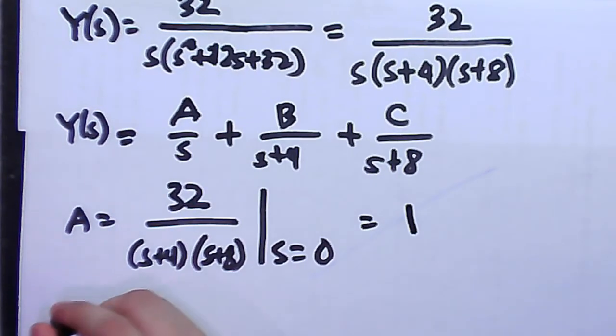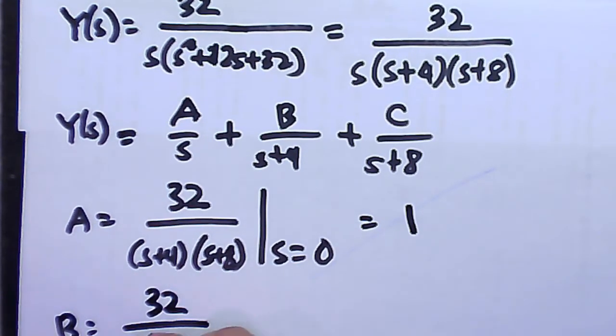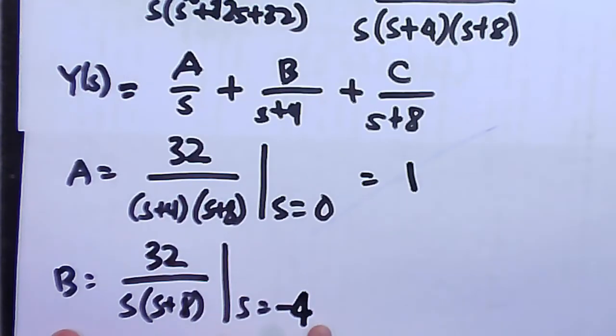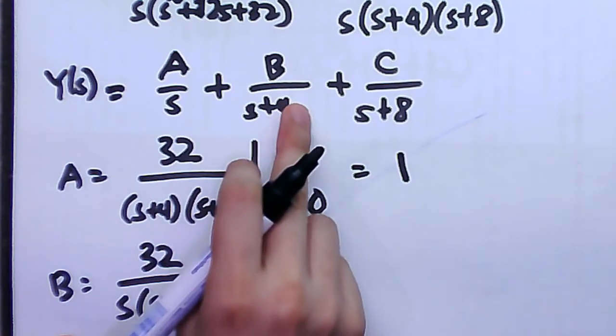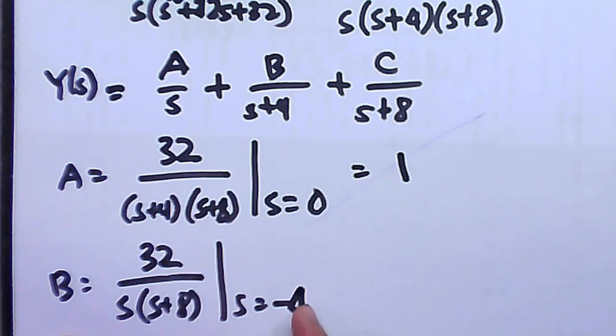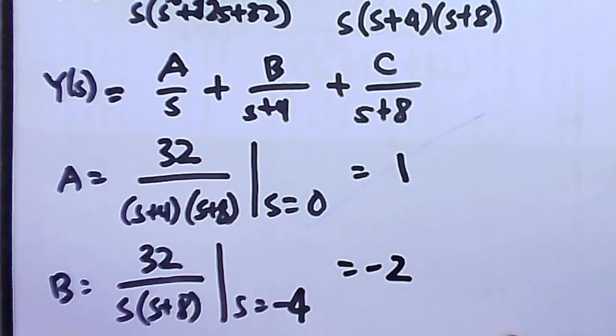Okay? Then, yung letter b natin is 32 over s times s plus 8 when s is negative 4. So, yung negative 4 dito is basically the pole of this one, of this term. Okay, so you would have negative 4 times 4. So, 32 over negative 16, that should give you negative 2.